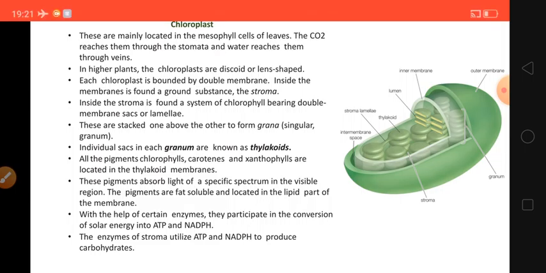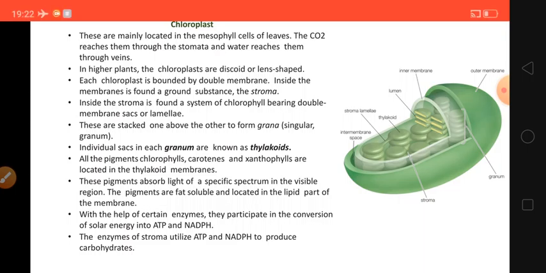So where is this process happening? It is happening in the thylakoid. What process is happening? The synthesis of ATP and NADPH. So the enzymes of the stroma will now utilize this ATP and NADPH, which is formed during the light reaction on the thylakoids, to produce carbohydrate.